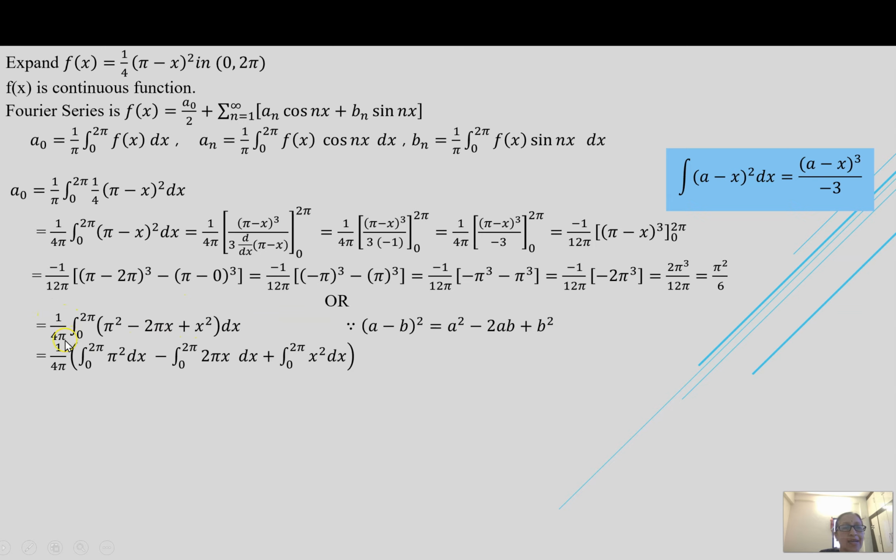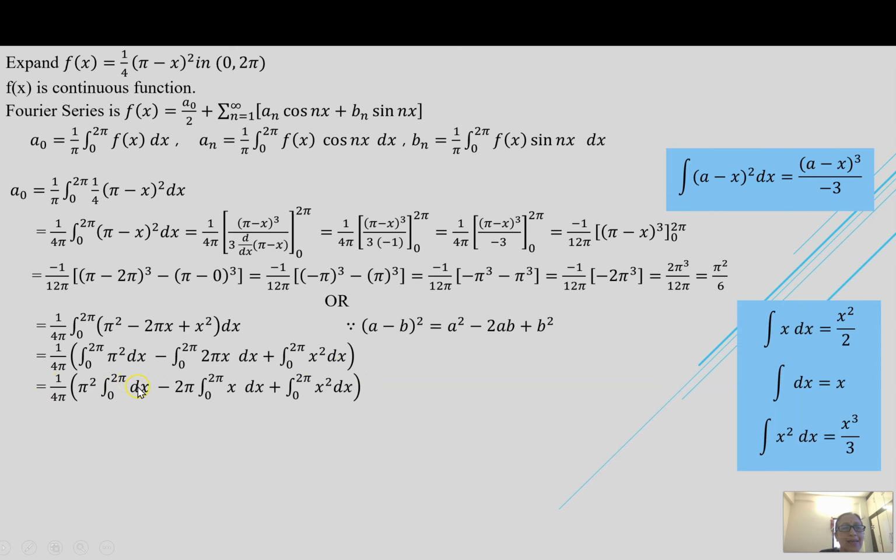So 1 by 4 pi outside. Now integral 0 to 2 pi, pi square dx, minus integral 0 to 2 pi, 2 pi x dx, plus integral 0 to 2 pi, x square dx. Now 1 by 4 pi, here pi square is constant, so I have written it outside the integral: pi square into integral 0 to 2 pi dx, minus, in this second integral 2 pi is constant, so you can take it outside of this integral. So 2 pi integral 0 to 2 pi x dx, plus, here there are no constant terms, so integral 0 to 2 pi x square dx.